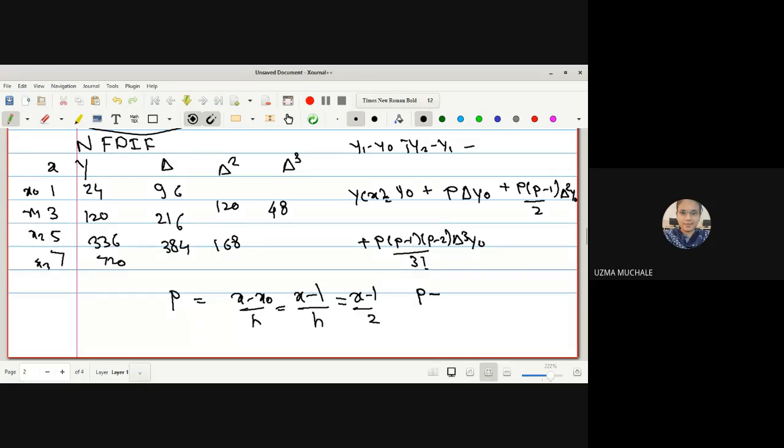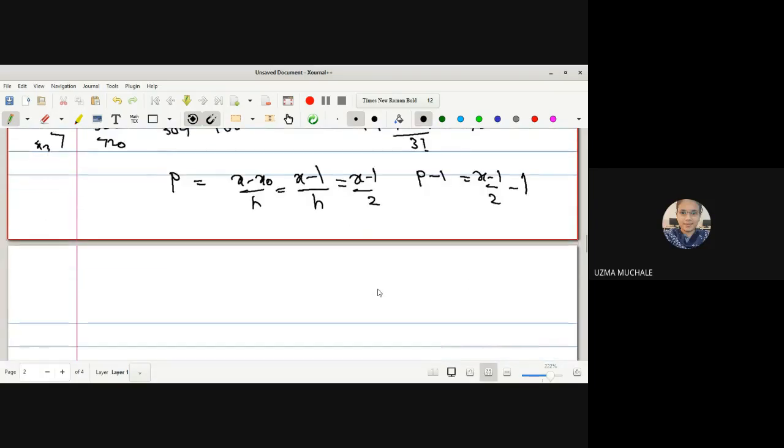So what will be p? It is x minus 1 divided by 2. Similarly, we can find the next one: x minus 1 minus 2 divided by 2. So p minus 1 will be x minus 3 by 2. Similarly, we can calculate p minus 2 as x minus 5 divided by 2.